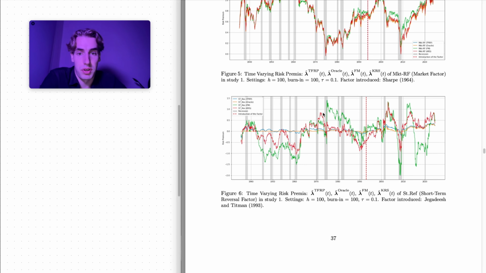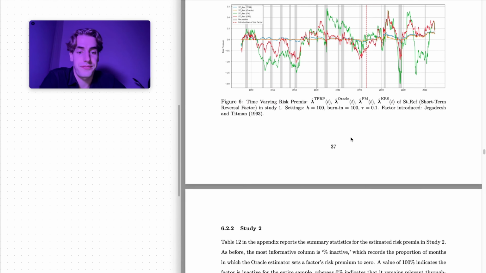Well, then we look at some other factors. Here we see very erratic behavior of the different methods. The Oracle estimator determines that the factor is almost zero all the time, while our benchmark methods produce wild results, with big differences. It shows us that we might have a very good model here that determines correctly, maybe, that this is all noise.